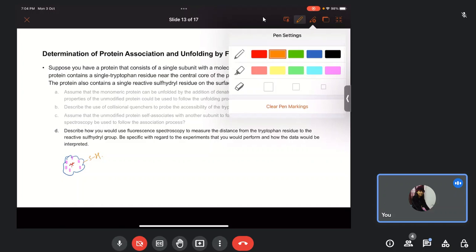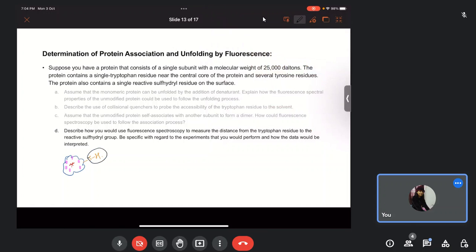So what you can do is modify this SH to one of the fluorophores. For example, there is one like dansyl chloride. There is one other like fluorescein.